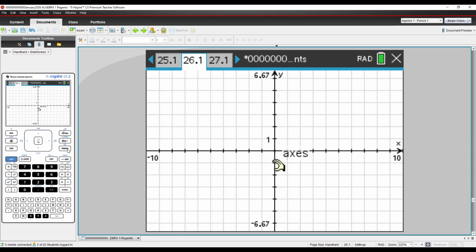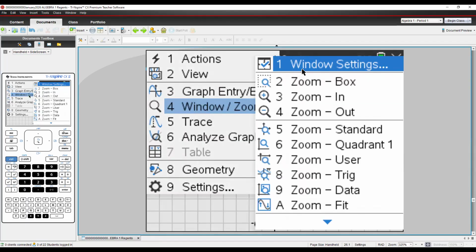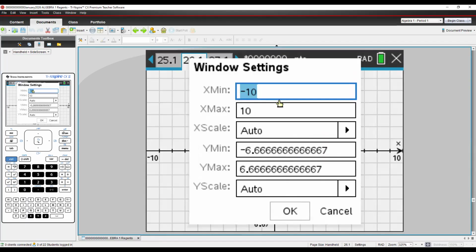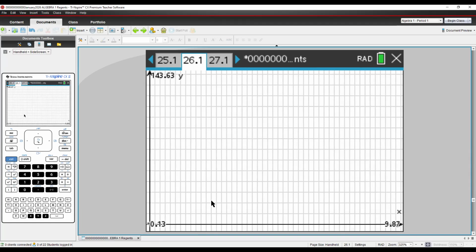So first thing I'm going to do is go menu and then 4 for window, and then I'm going to manually set it. So the minimum is going to be 0. The maximum for x, I'll leave it at 10. This is the one that I really need to focus on, the y. I'm going to make the minimum 0, and then I'm going to make the maximum, let's say, 150. Even though it only goes up to 120, I like to see a little extra. So here's what my window looks like. I'm going to even pull it over a little bit so we can see the x and y axis.